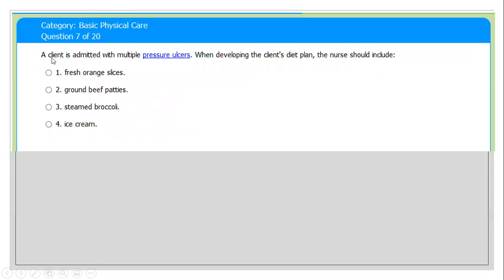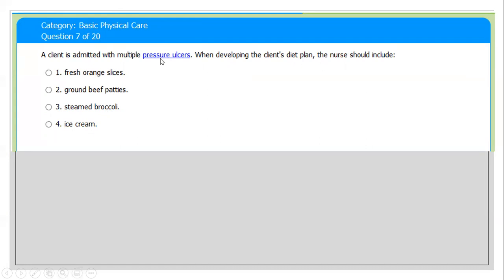Next question. A client is admitted with multiple pressure ulcers. When developing the client's diet plan, the nurse should include: number one, fresh orange slices; number two, ground beef patties; or steamed broccoli and ice cream.